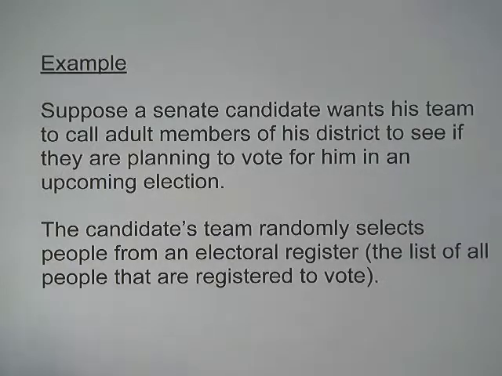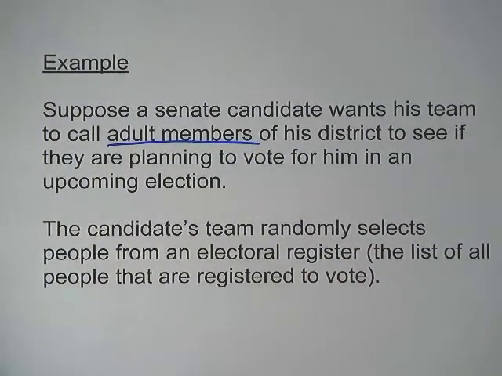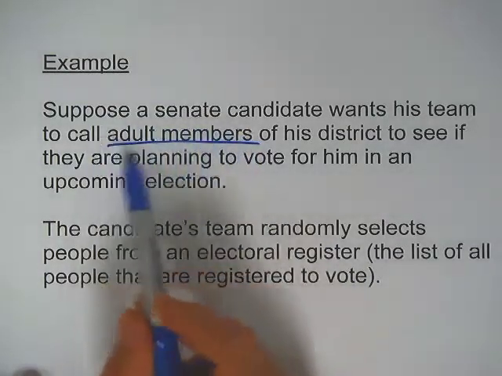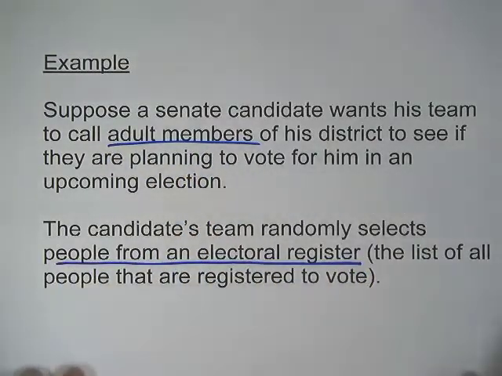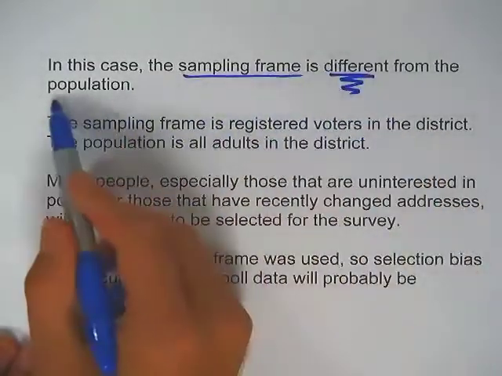Let's look at an example. Suppose a Senate candidate wants his team to call all adult members of his district to see if they're planning to vote for him in an upcoming election. The candidate's team randomly selects people from an electoral register, the list of all people that are registered to vote. They are trying to sample all adult members, and they end up selecting people from an electoral register. So in this case, the sampling frame is different from the population.